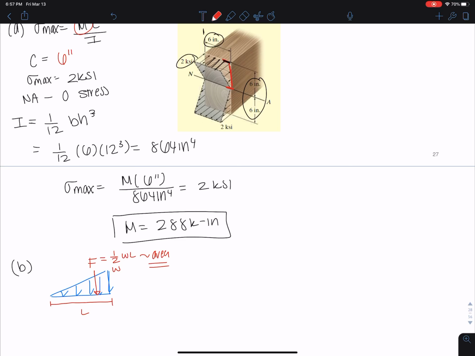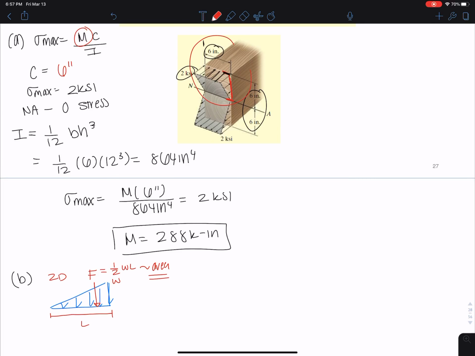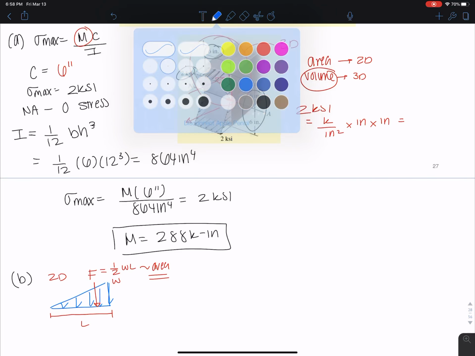Right? This is for a 2D system. But here you can see we're dealing with a 3D system. So area in 2D is volume in 3D. So to get the resultant force, I need to get the volume of what's happening. And it makes sense because here I'm given 2 ksi, and ksi is kips per inch squared. So I need to multiply it by inch, multiply it by inch to get it out of that, basically into units of force.